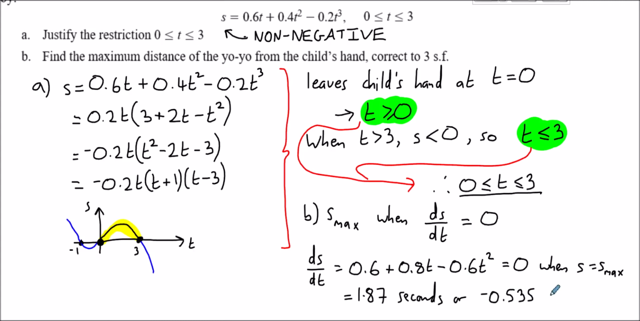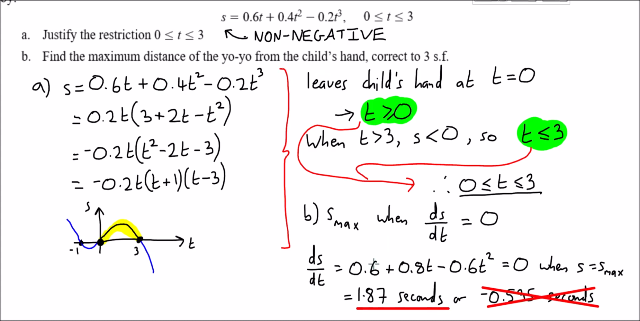Now just remember what we talked about for part A, the restrictions on t. T is non-negative, so t has to be at least 0. So what we can do now is reject this root here. We're not interested in a negative time. We are interested in this one here.